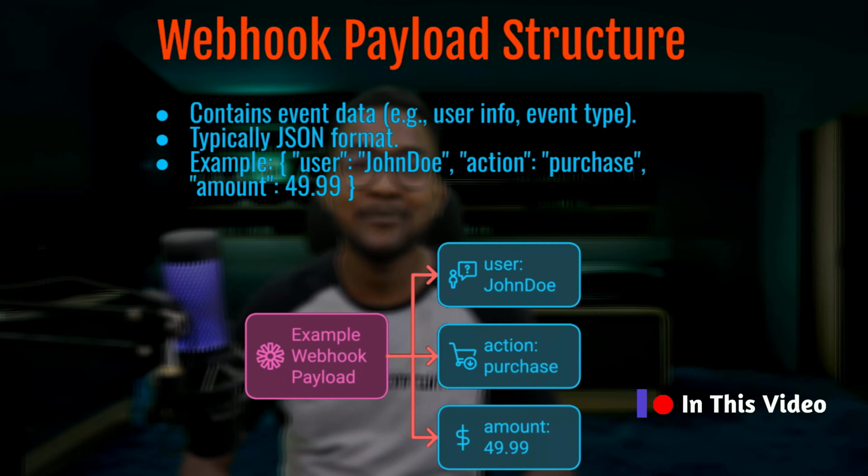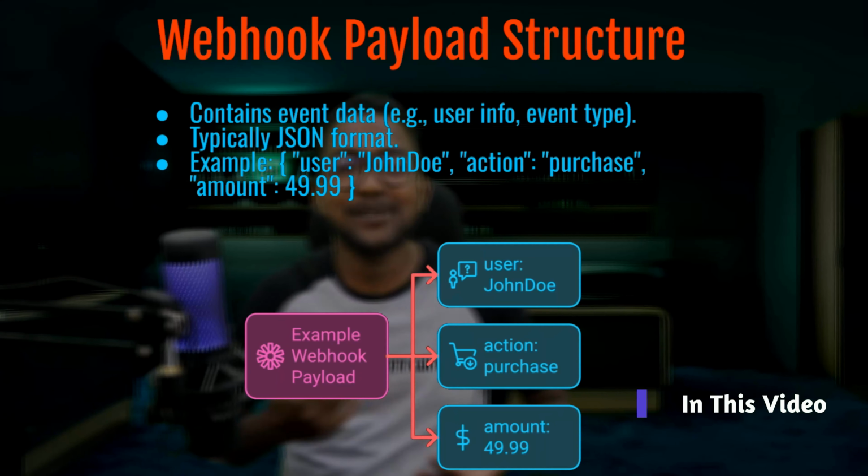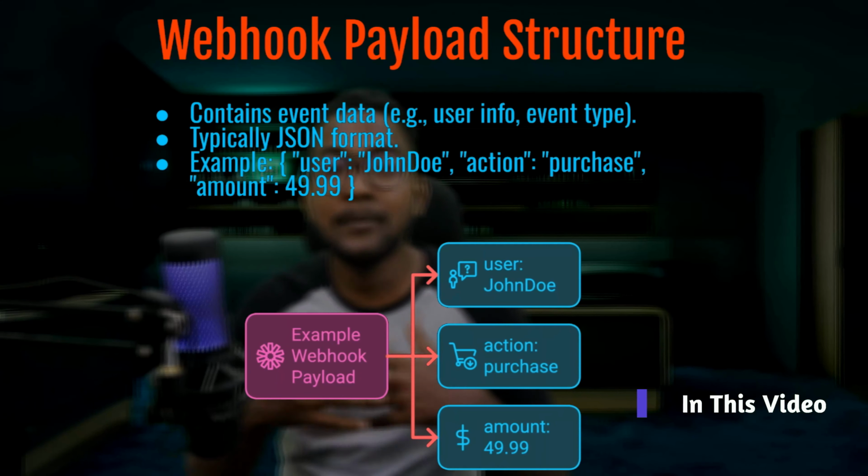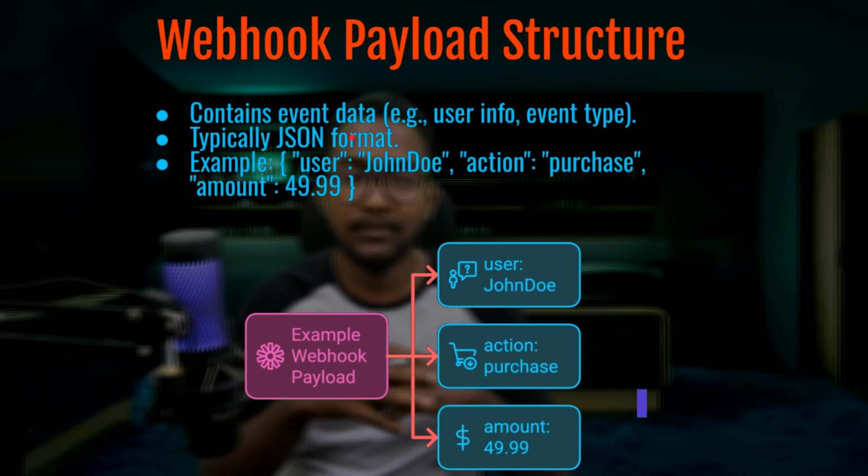Now that we have seen how webhooks are triggered and used in real-world scenarios, let's talk about the structure of the data that webhooks send. This data is called the payload. So when a webhook is triggered, the sending application passes along important information about the event that just occurred.